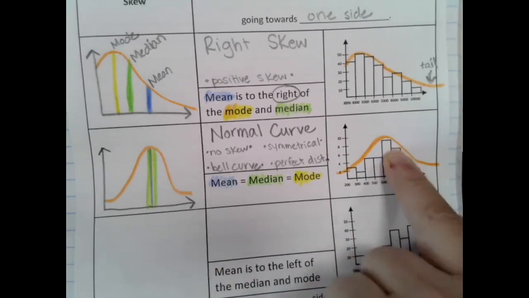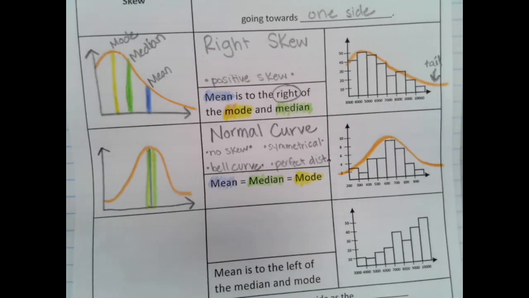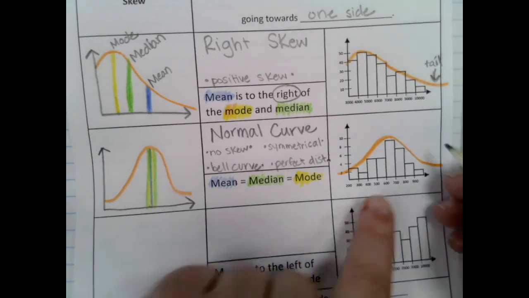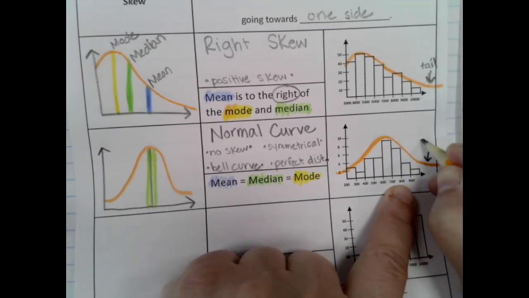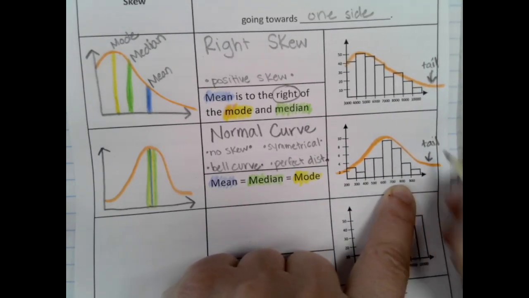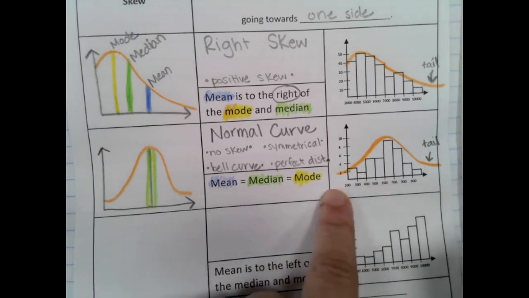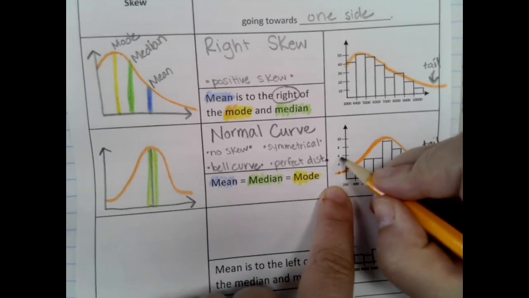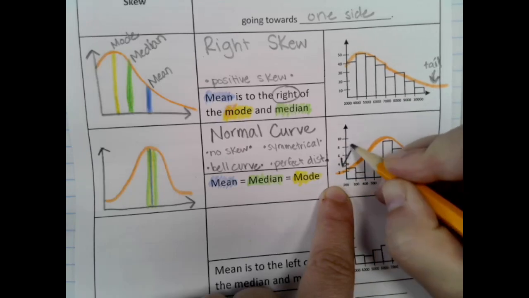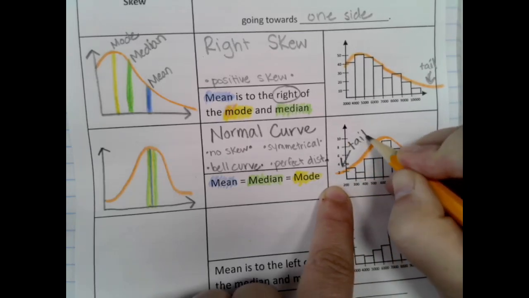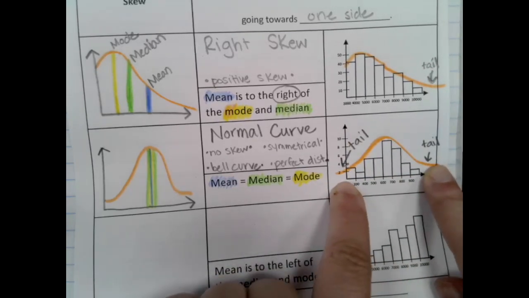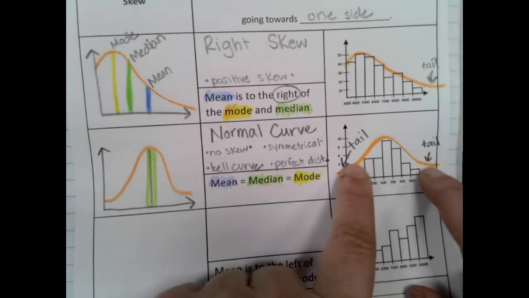So this one, when we look at the tail, we have a tail on this side. That's a tail. But we also have a tail on the other side. So this one has two tails, one on each side. Remember, the tail is where it kind of trails off, goes down low.